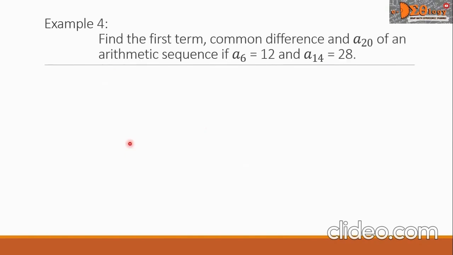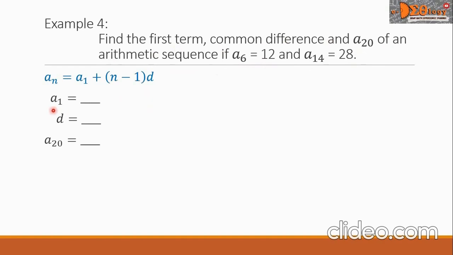Let us have example 4. Find the first term, common difference, and a sub 20 of an arithmetic sequence if a sub 6 equals 12 and a sub 14 equals 28. The general term formula is here. Then let us write what is required in the problem.